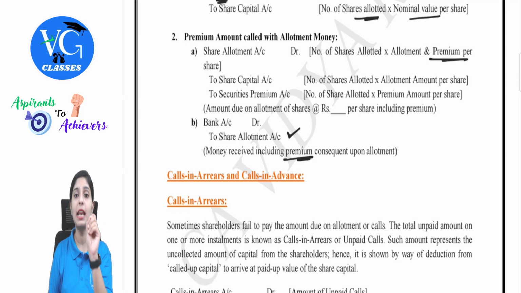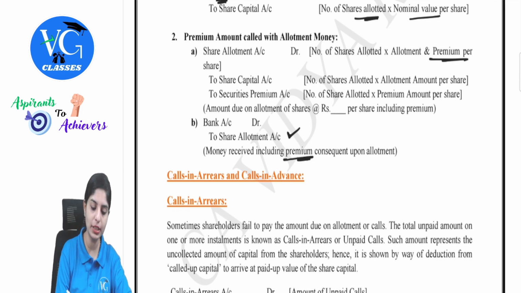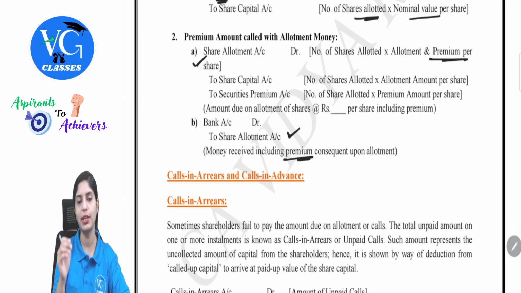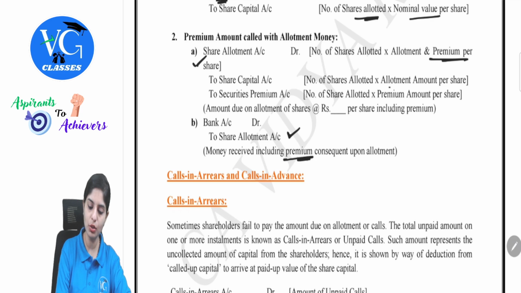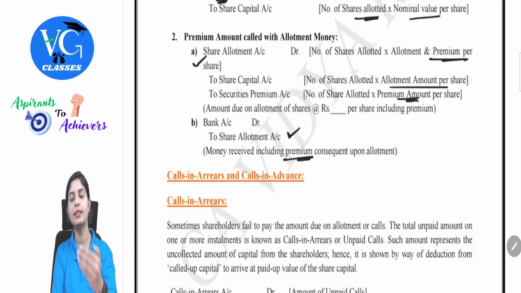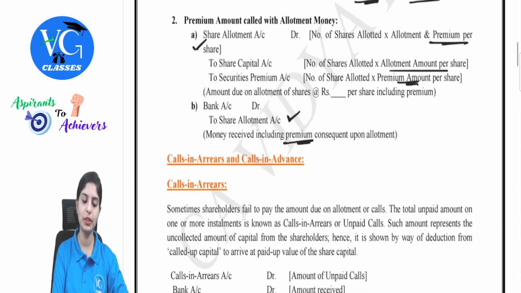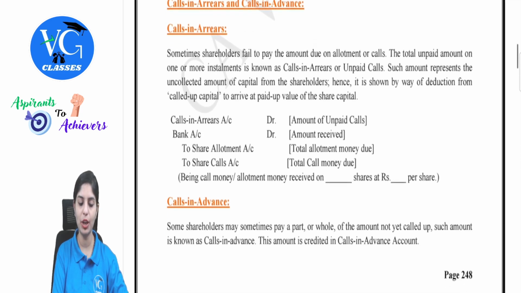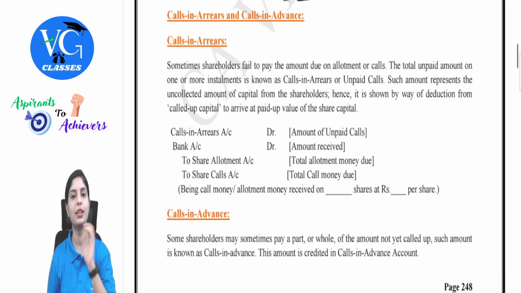So since I will have to credit this to share capital, what is the entry? Share allotment account debit to share capital, then to securities premium. So this goes with respect to allotment amount, that is with face value, and this with the premium amount. Next would be receipt. So that is nothing but bank account debit to share allotment. Here will also include the premium amount. Clear with this? Yes. So this was with respect to issue of shares. If it is at par, what if it is at premium?